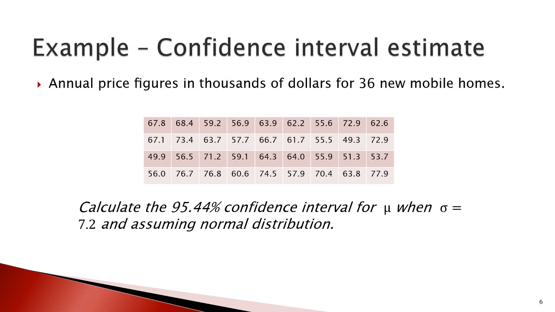Now let's move on to an example again. This is the example data that we obtained for the first example. Now we are going to calculate the 95.44% confidence interval for mu when sigma equals 7.2, that is the standard deviation of the dataset. And we are going to assume that this dataset follows a normal distribution.